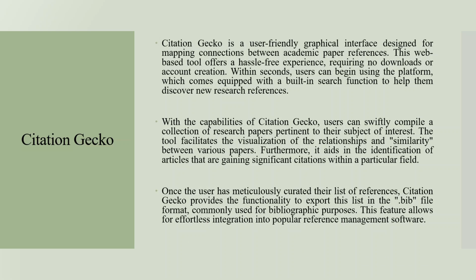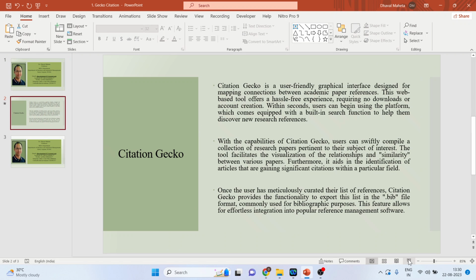Once the user has meticulously curated their list of references, Citation Gecko provides the functionality to export this list in the .bib file format, commonly used for bibliographic purposes. This feature allows for effortless integration into popular reference management software. Now let's see how we can use this tool.